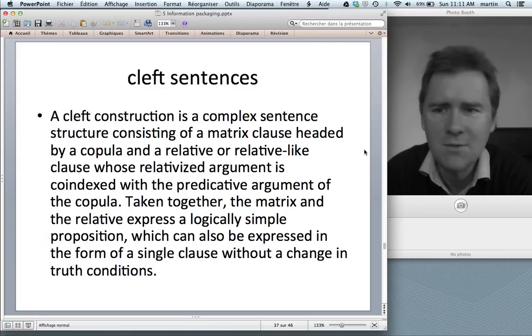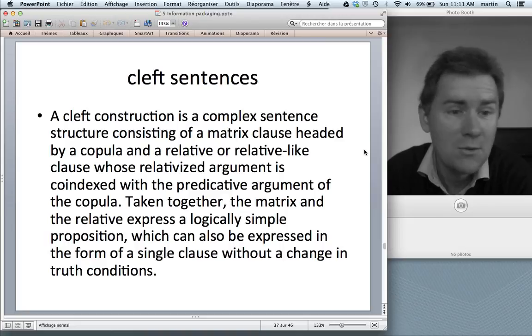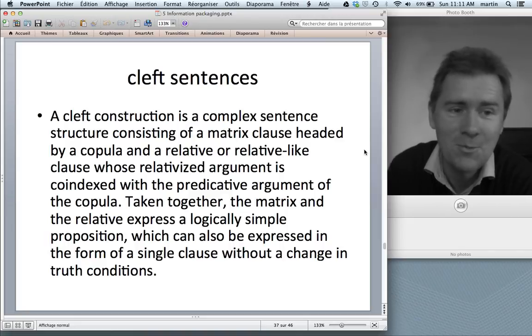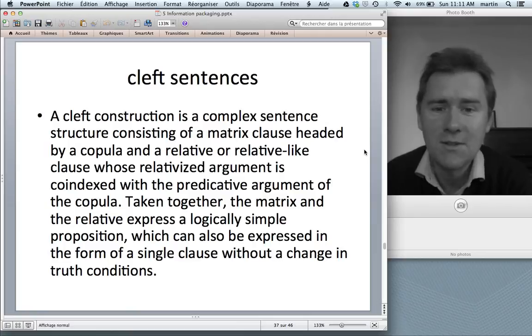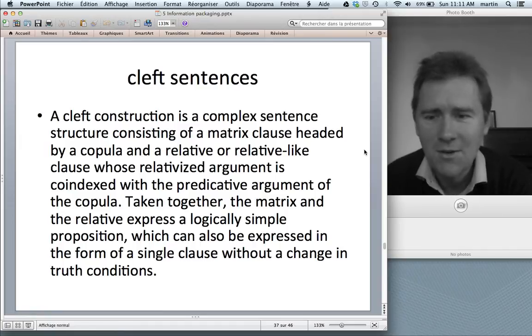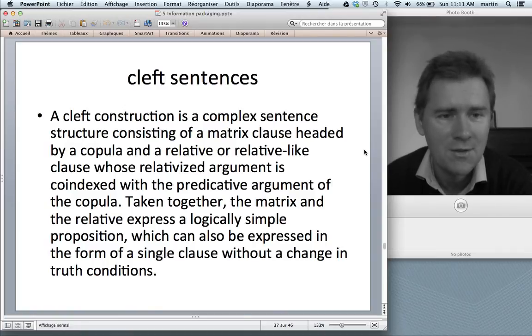What are cleft sentences? Well, a cleft construction, this is Knut Lambrecht speaking, just in case you were wondering. A cleft construction is a complex sentence structure consisting of a matrix clause headed by a copula and a relative or relative-like clause whose relativized argument is co-indexed with a predicative element or argument of the copula. Taken together, the matrix and the relative express a logically simple proposition, which can also be expressed in the form of a single clause without a change in truth conditions. Okay, some unpacking needed also here.